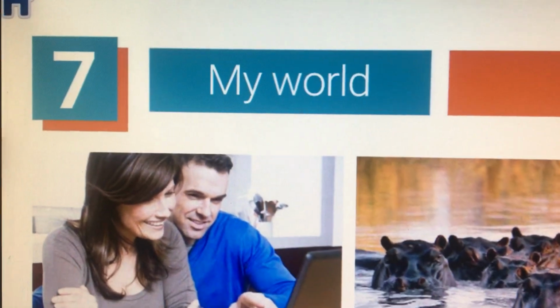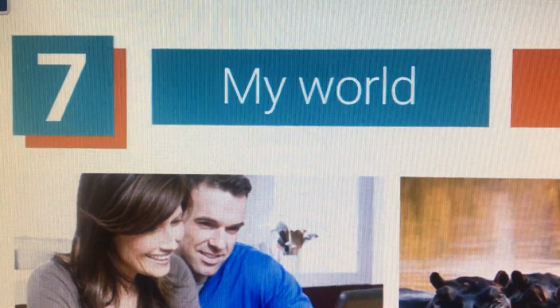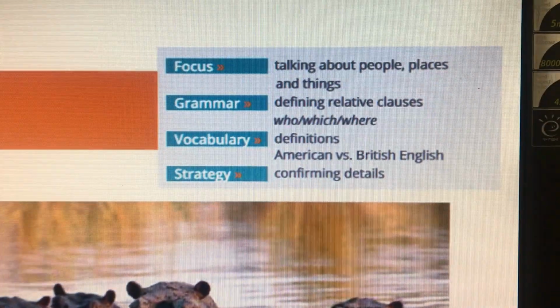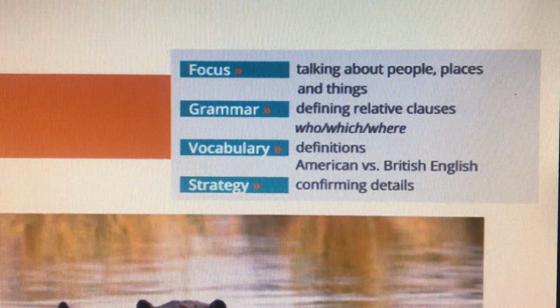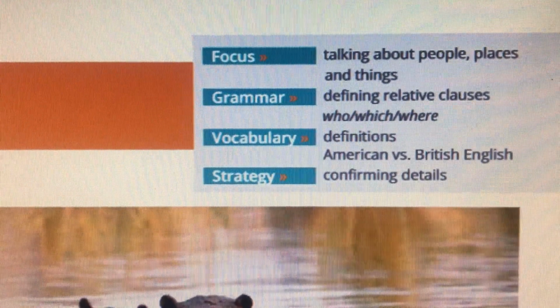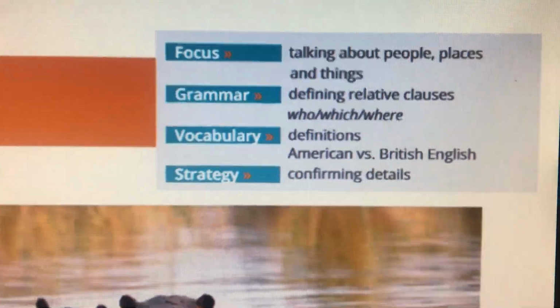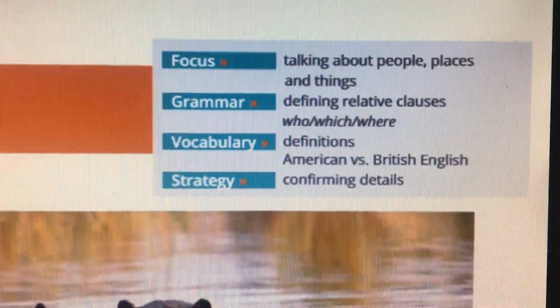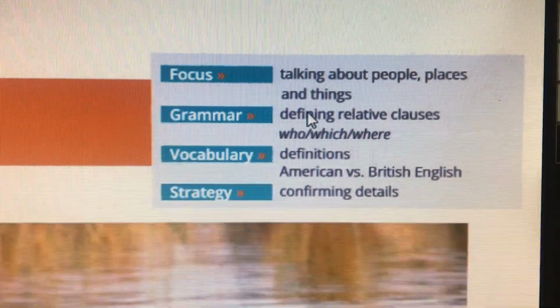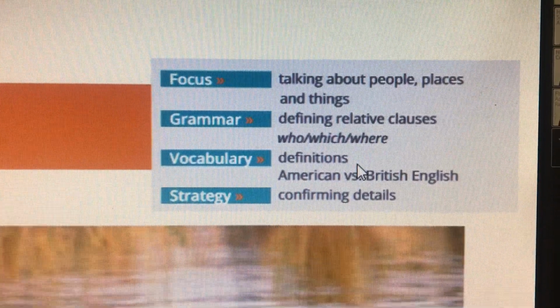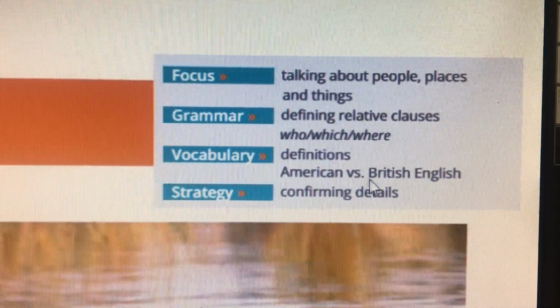And today we're going to start Unit 7, My World. Today we're going to look at grammar, relative clauses, starting with who, which, or where. We're going to focus on talking about people, places, and things. Vocabulary definitions, and American versus British English.